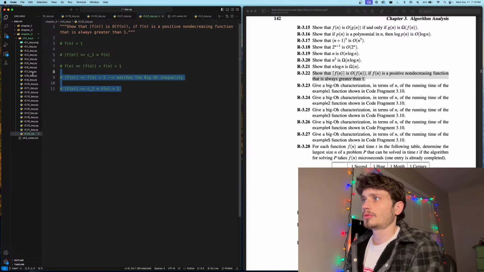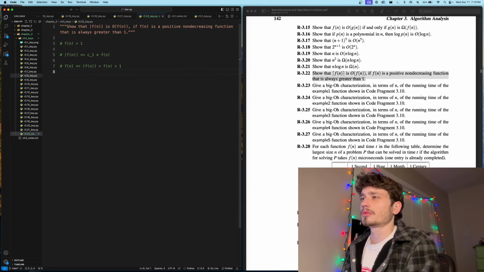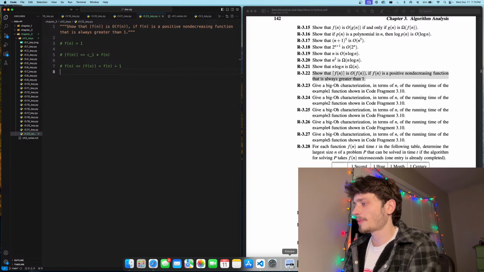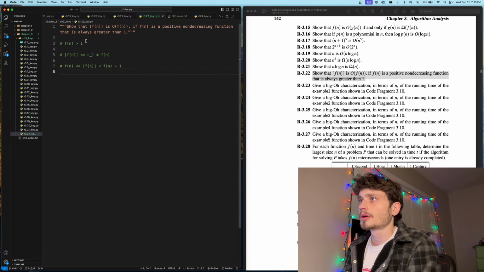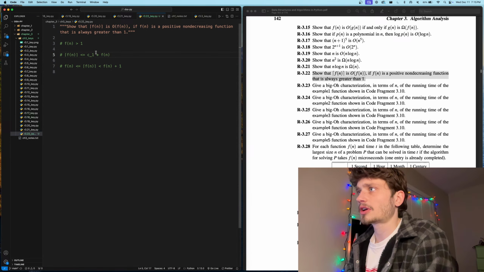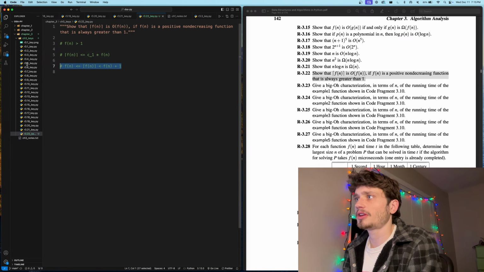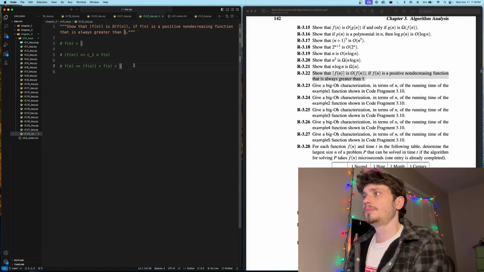Okay, so some function, so f of n is greater than 1. We have this inequality here that shows that that's true. So then what can we do? We can say f of n, so if the f of n is equal to this, we can place this here.